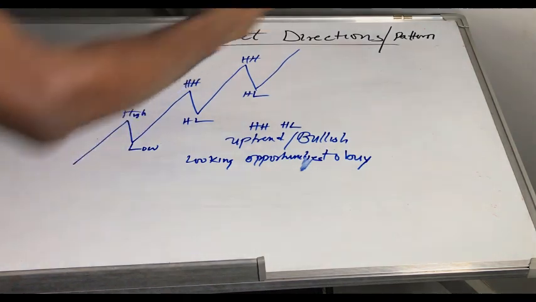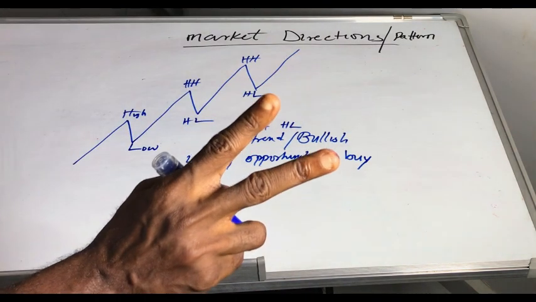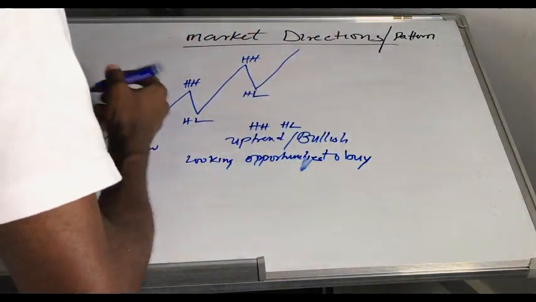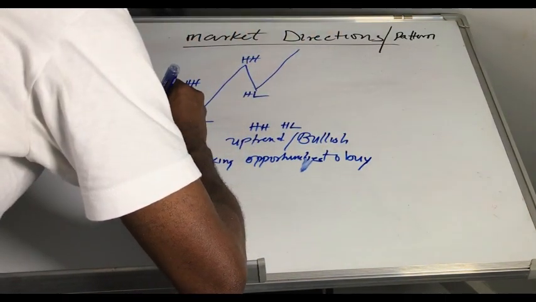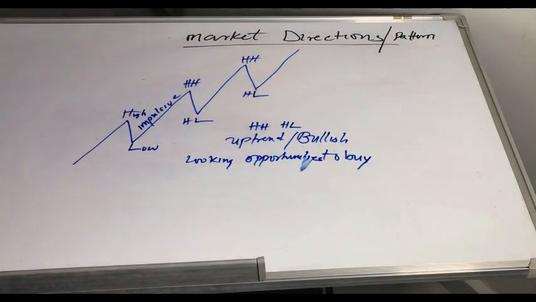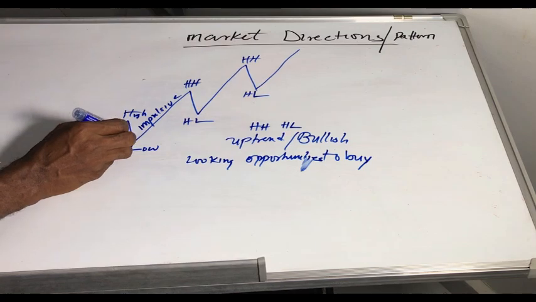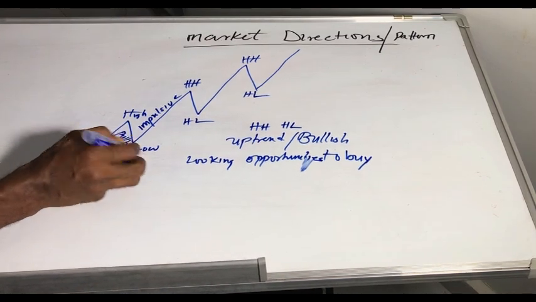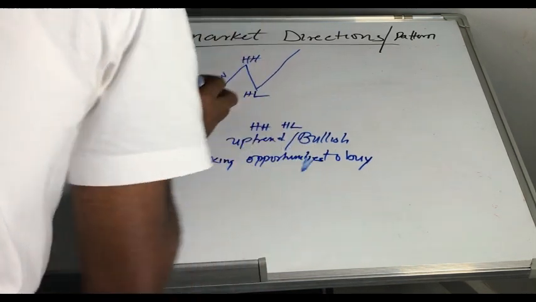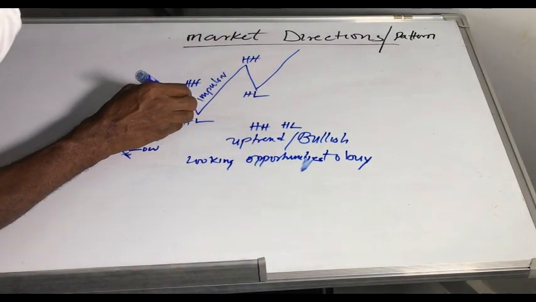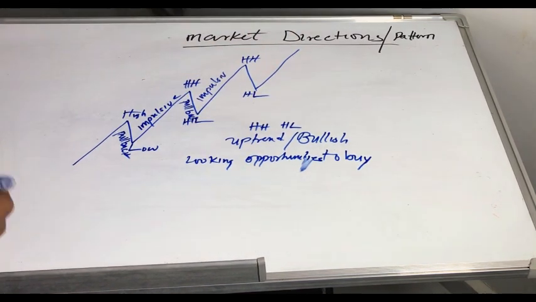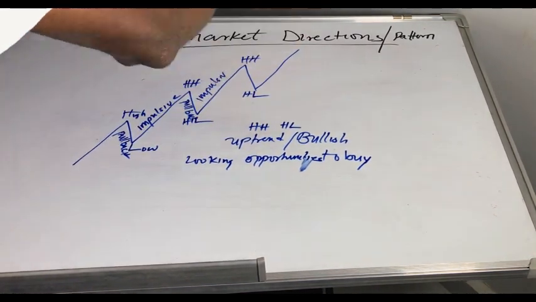Now, when you see higher highs and higher lows, there are 2 movements in the market. You have what I call an impulsive movement, then you have a pullback, then you have an impulsive movement, then you have a pullback. A pullback also means retracement. It also means correction. You have an impulsive movement, you have a pullback.